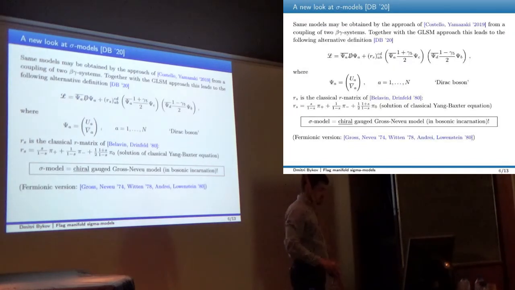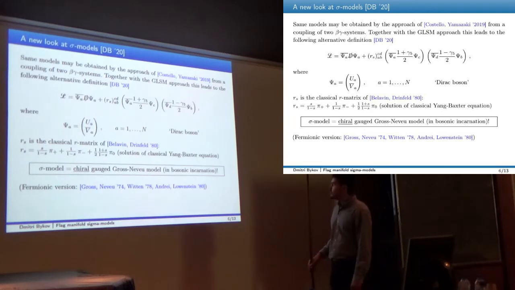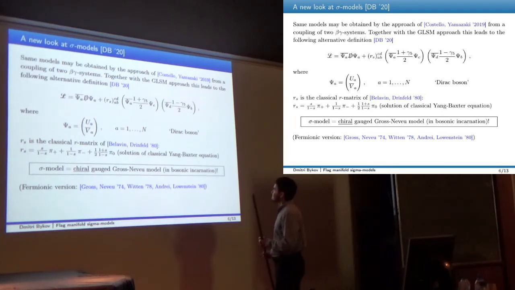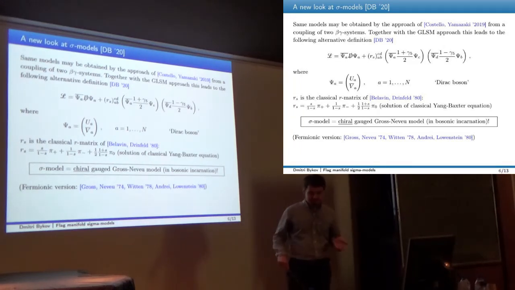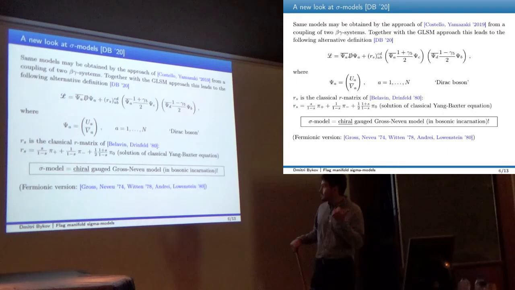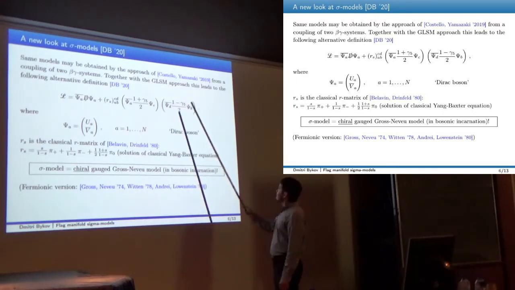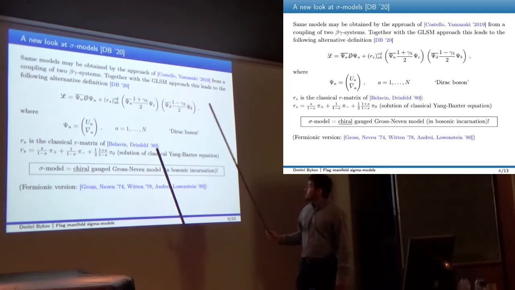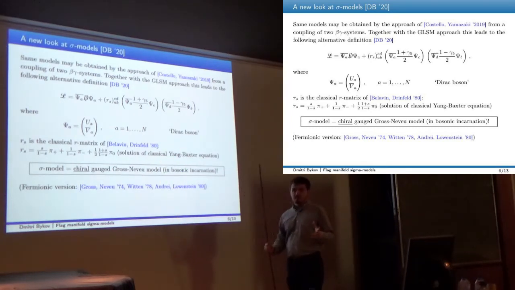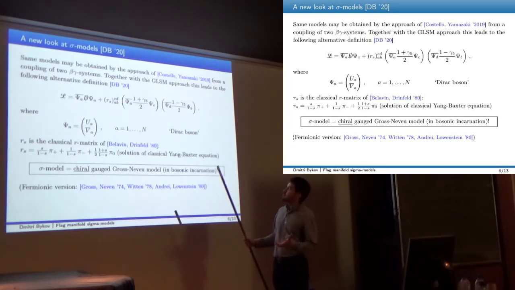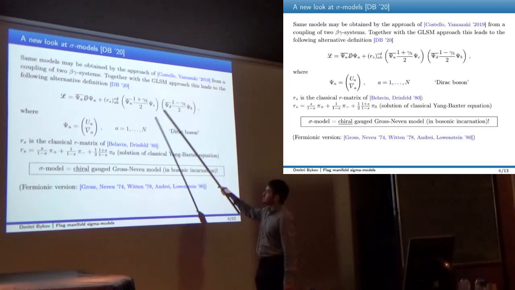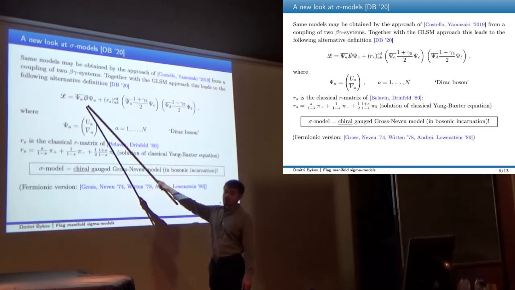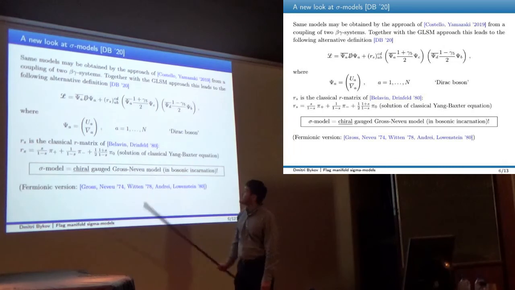Okay, but now there will be another rephrasing of these models, I think a simpler one. Actually, it's a combination of this gauge linear sigma model approach from the previous slide and the Costello-Yamazaki approach from previous years, where they showed that the sigma models can be written as a coupling of so-called beta-gamma systems. Beta-gamma systems are field theories in a first-order formalism, so they have this kind of action.